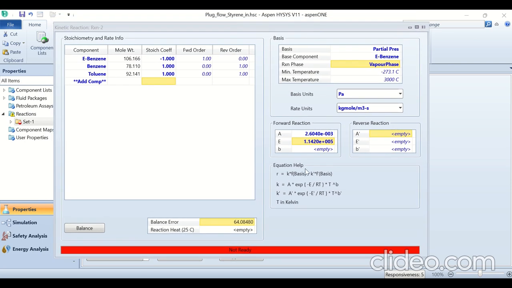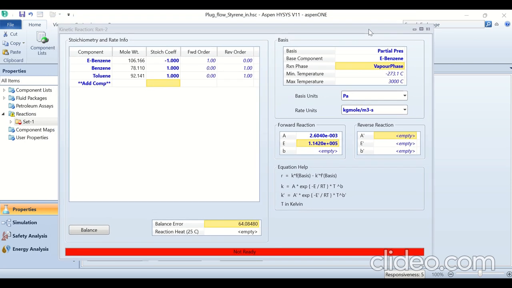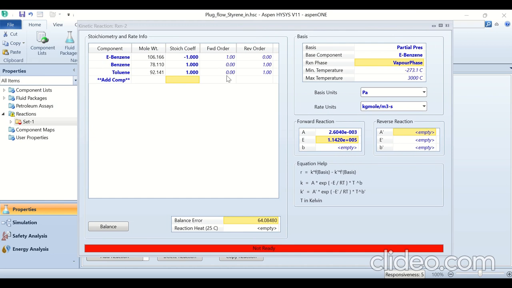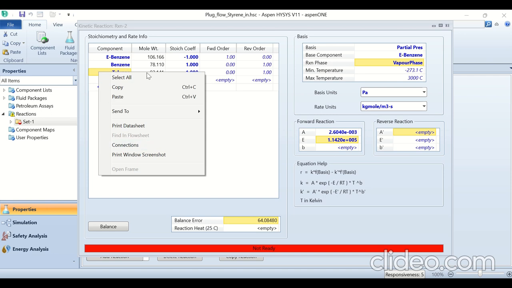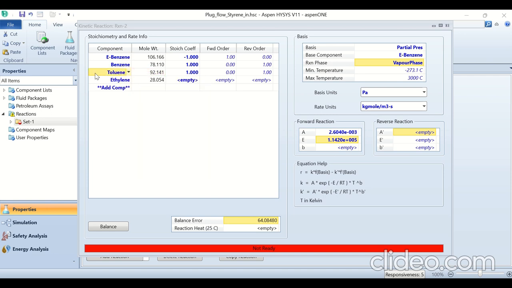Okay, so this reaction is defined, and it says it's not ready. That means that we have missed something. Okay, 1 mole of ethylbenzene is converted into 1 mole of benzene and 1 mole of ethylene. So just delete this toluene. Just press the delete button and it will be deleted. So 1 mole of ethylbenzene forms 1 mole of benzene and 1 mole of ethylene. You can see now that the balance is 0, and we are ready.